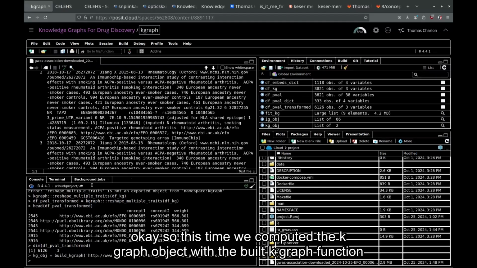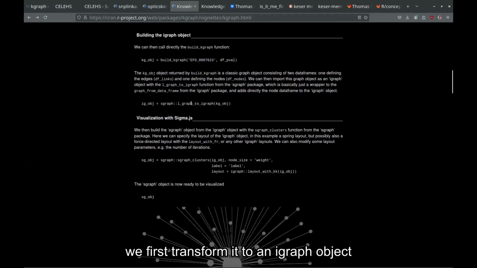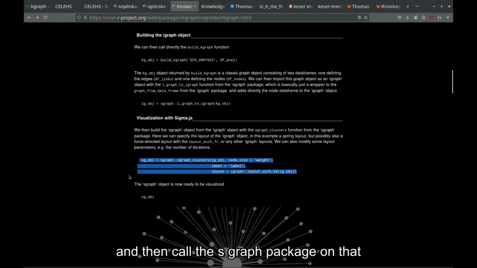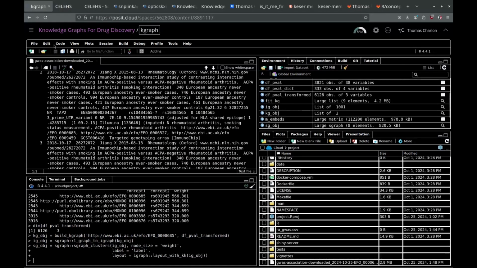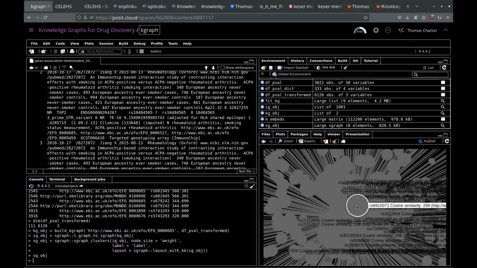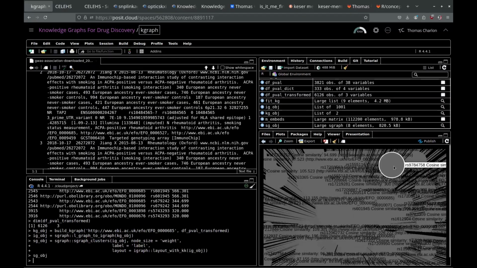okay. So this time we computed the kgraph object with the build kgraph function. We first transform it to an igraph object and then call the sgraph package on that. And here is our new visualization. So our target node is around in the center, this one, and these are all the strongest associations.